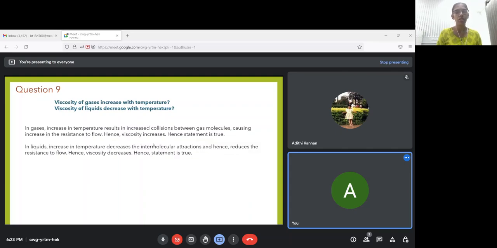In case of the second statement, that is in liquids, the resistance to flow occurs because of intermolecular interactions happening between the liquid molecules. So when the temperature is increased, the intermolecular attractions decrease, and since the attractions decrease, the resistance to flow also decreases. Hence, viscosity also decreases. So it's opposite in case of liquids. In case of gases, viscosity increases with temperature, and in case of liquids, viscosity decreases with temperature. Hence, both the statements are true, and the correct answer to this question is option A.